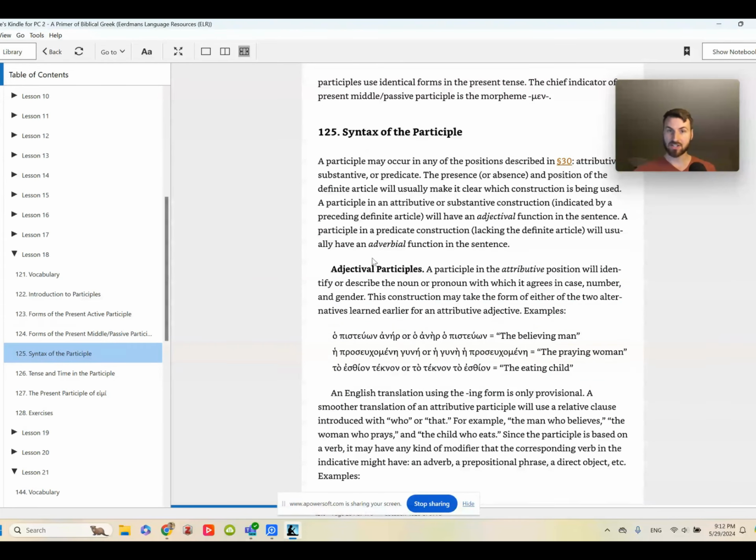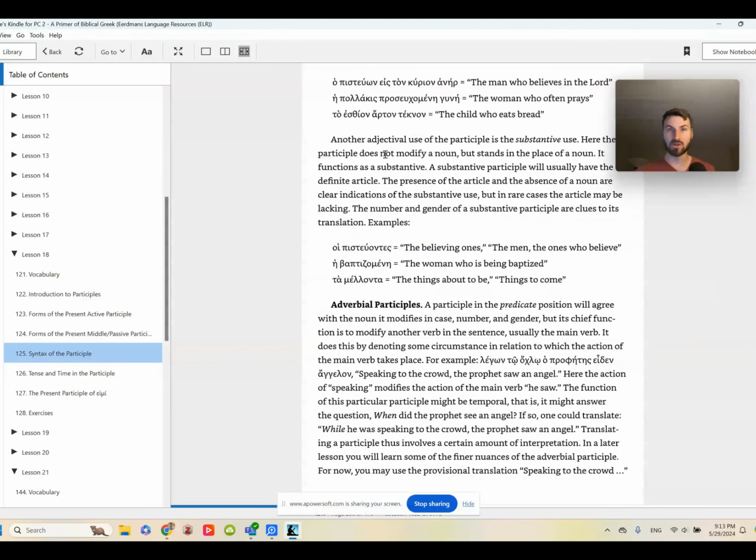Okay, syntax, it talks about the different ones here. So adjectival, so ho pistellon aner, the believing man. So here, pistellon is modifying aner, and so it makes it an adjective. You can also make it stand on its own, like this. Hoi pistuontes, the believing ones. That's how you'd make that. It's a substantival. It's made into a noun. And then adverbial, we also looked at.